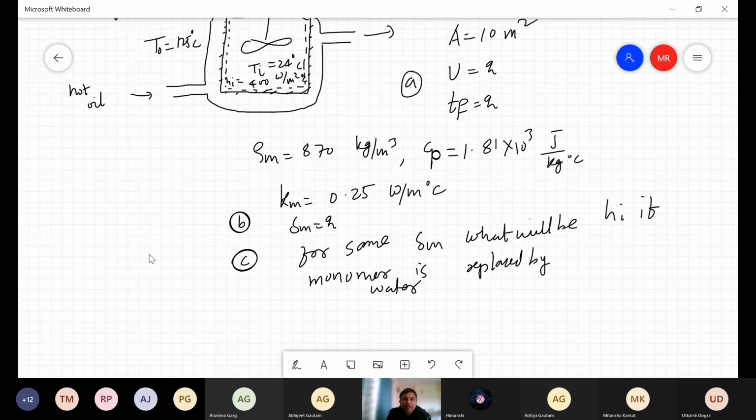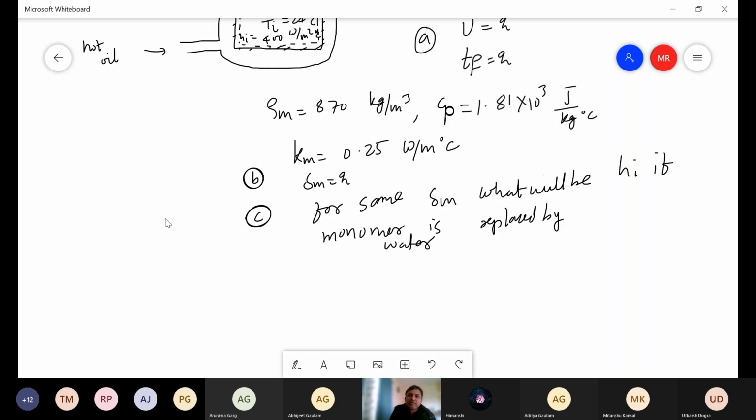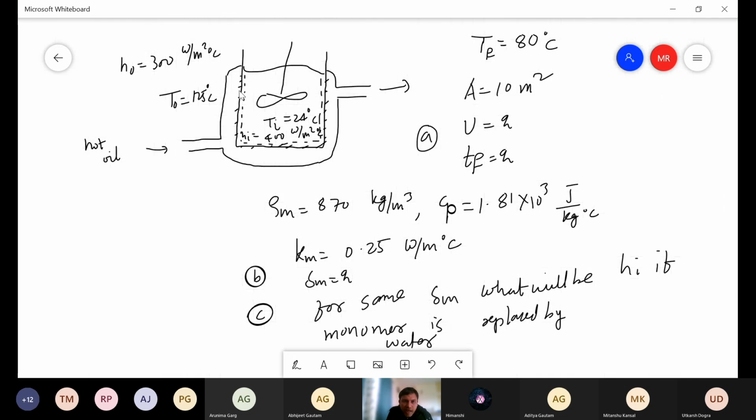So now let us start with this problem. In this case, first we have to calculate U. What is given is, if you look at the problem here, outside H0 is there, which is nothing but this 300 watt per meter square, isn't it? Inside the heat transfer coefficient is 400 watt per meter square, and also there is a metal wall in between, isn't it? But since this metal wall is there, we can neglect the heat transfer resistance offered by this metal wall in between. Do you all agree? Yes or no? Yes, sir.